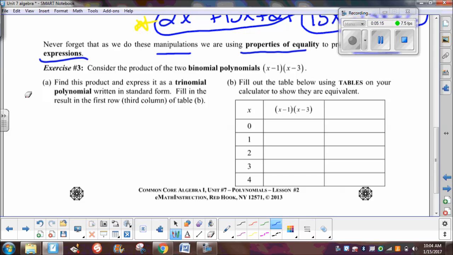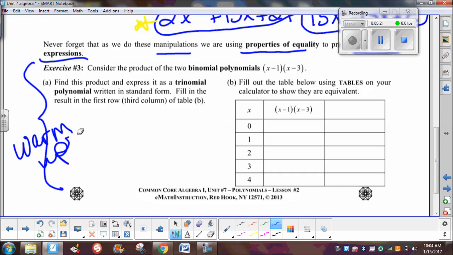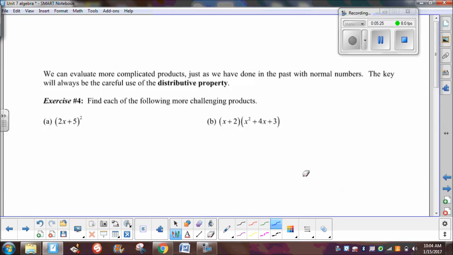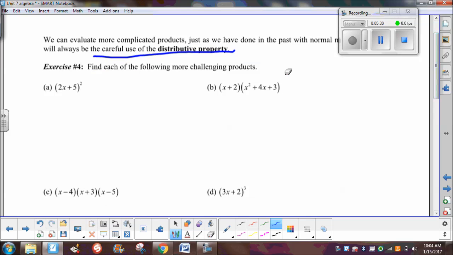Let's have example 3 be a warm-up in class, okay? So remind me that I left that one as a warm-up. We can evaluate more complicated products, just as we have done in the past with normal numbers. The key will always be careful use of the distributive property. So here it says, find each of the following more challenging products.